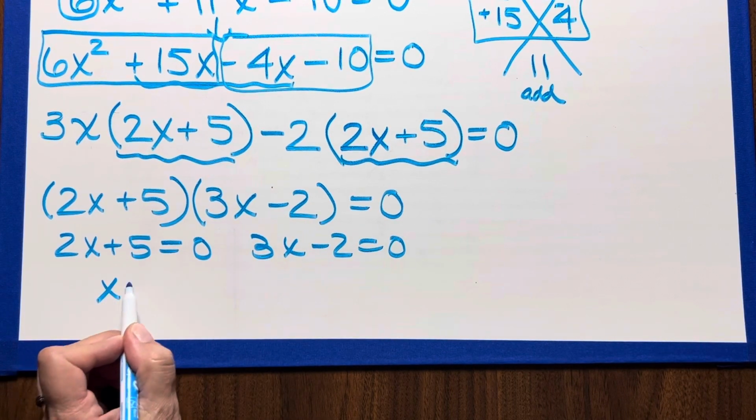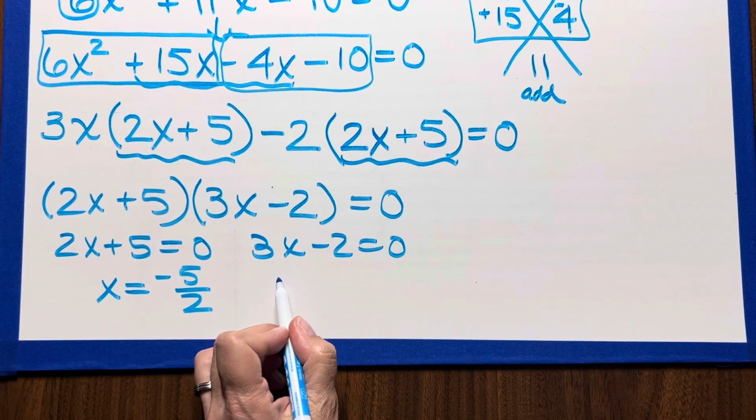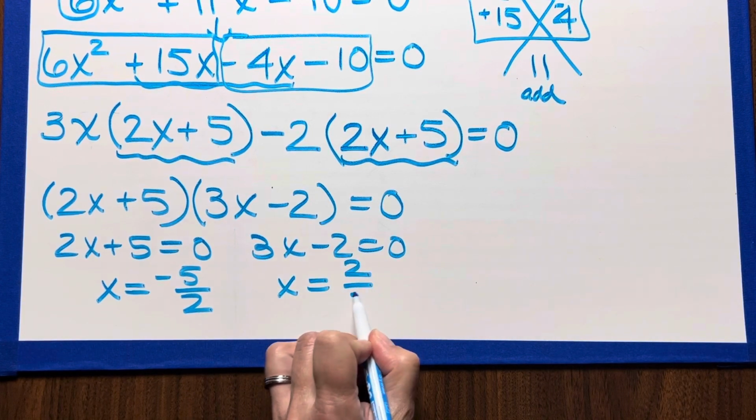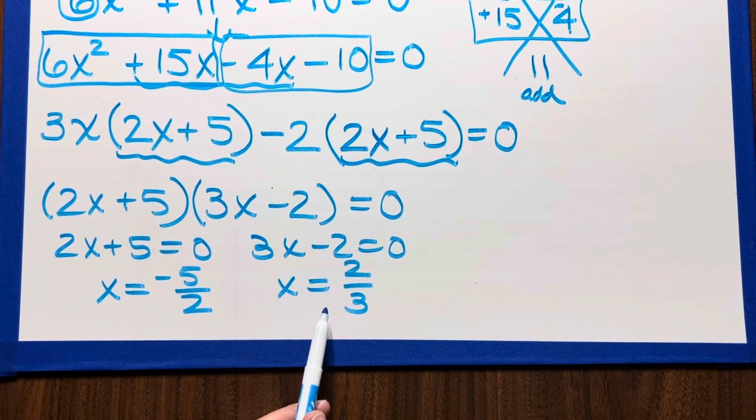So my first solution is going to be negative 5 over 2. My other solution is going to be positive 2/3. Remember, in quadratics, you should get 2 answers. Sometimes they might be the same answer, but you should still get 2 solutions for your problem. And this is how you solve a quadratic equation using the AC method.